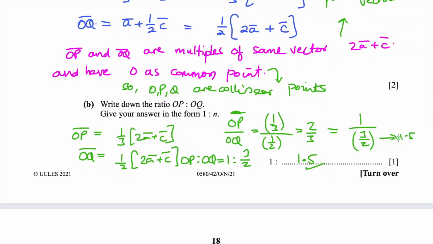This is a straightforward question. The point that you should know is if two vectors are multiples of the same vector, then they are parallel in every case, and if they have a common point, they are collinear. Because two parallel vectors having the same point means we are essentially talking about the same line, right?